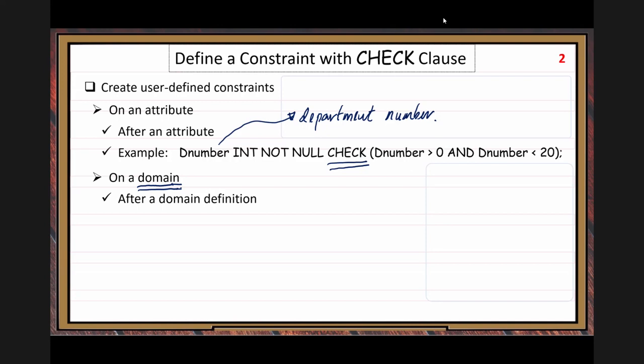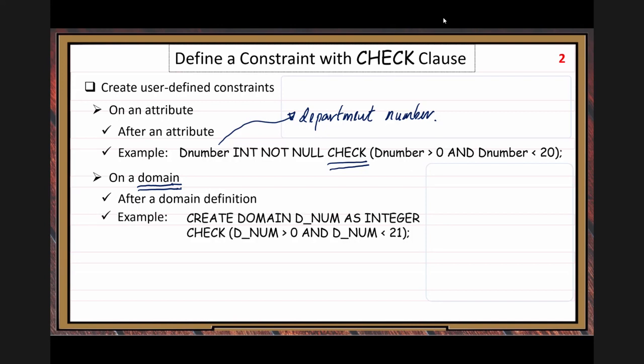Okay? You need to do it explicitly. But if you define a domain, you just apply that domain to this attribute. All right. So how to do it after a domain definition? Look at this example. Create domain, and you have a domain name. So this is the name of the domain, because later you need to apply this domain to several different fields. So you use this name.